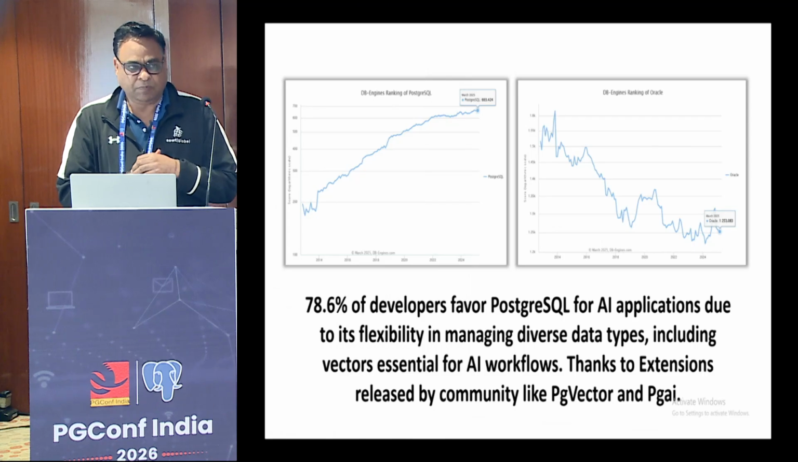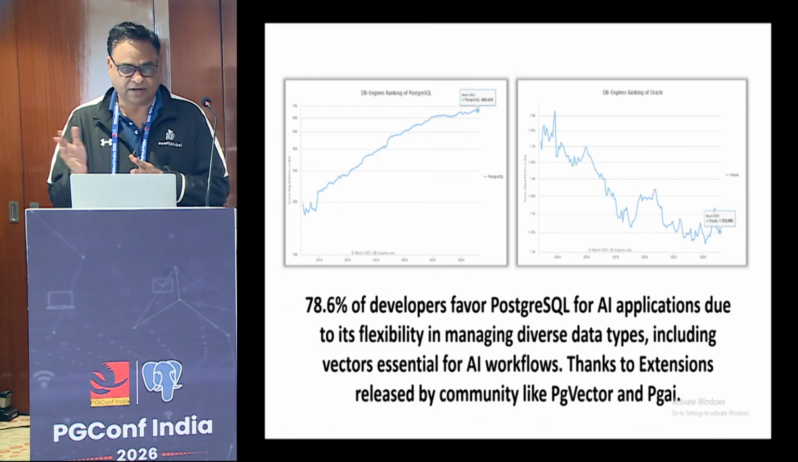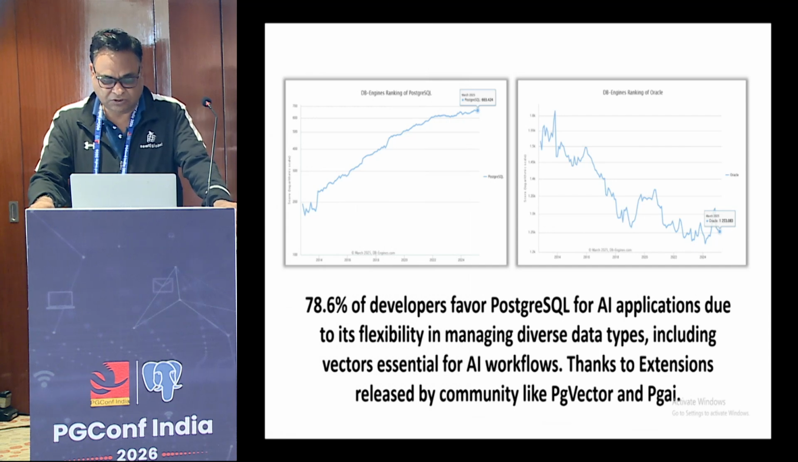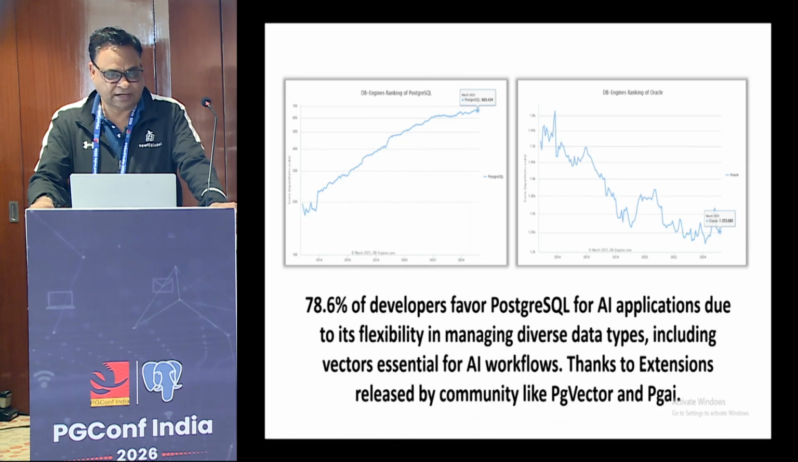Nowadays more and more people are using PostgreSQL for AI applications also. Earlier there was a specific database, the vector database, and so on, the other databases. But for the last 1 year, they have started using Postgres also for AI applications, thanks to the extensions that were released in the last couple of years, like PG Vector and PG AI, which help in converting your data to AI compatible data.